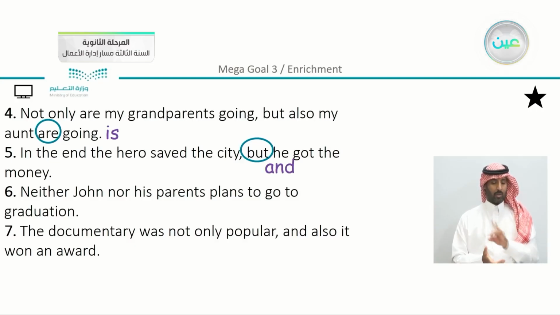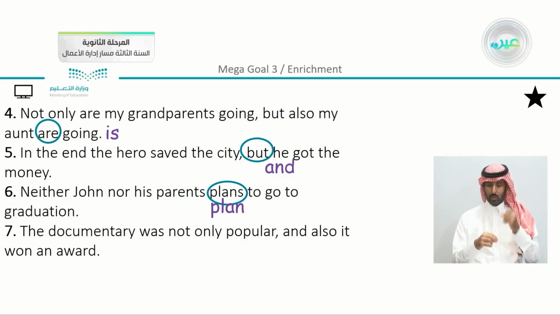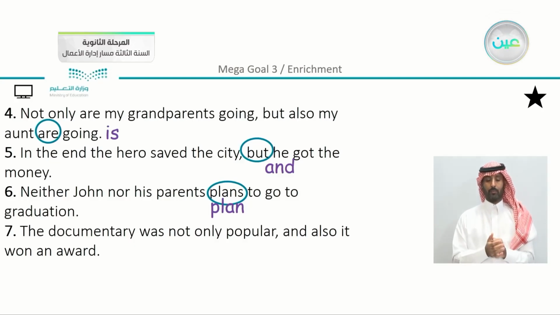Neither John nor his parents plans to go to graduation. So we have here plans is incorrect. We are using plan instead. The documentary was not only popular and also it won an award. So since we have here not only, using and is incorrect, we are going to replace it with but.